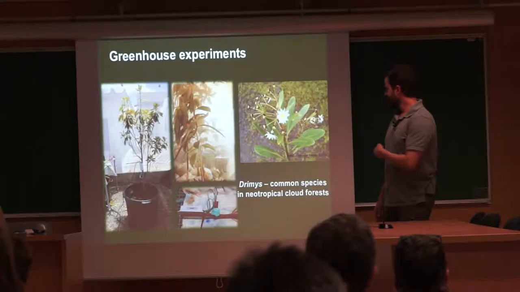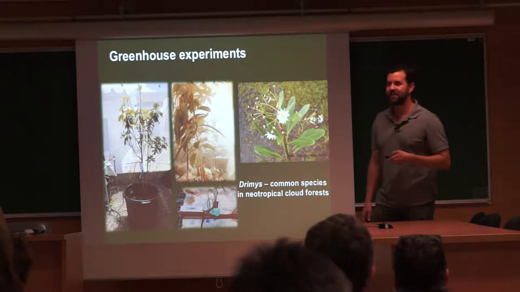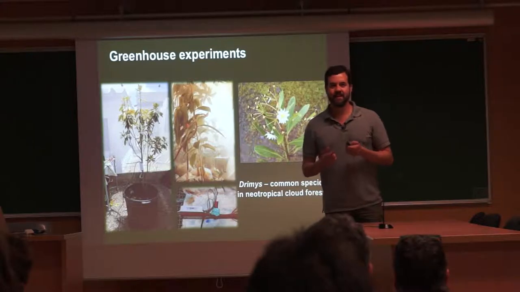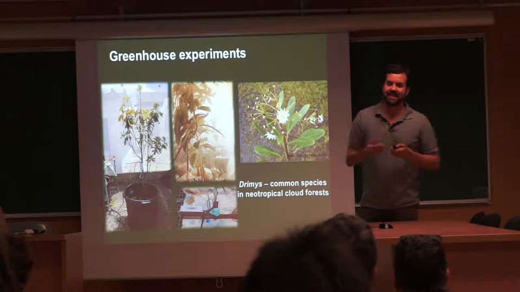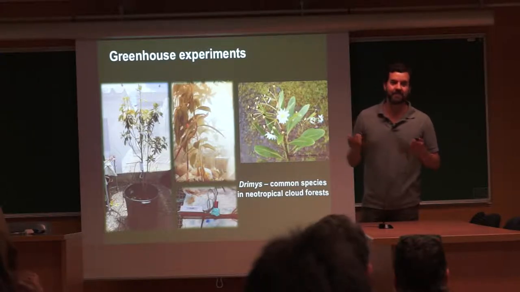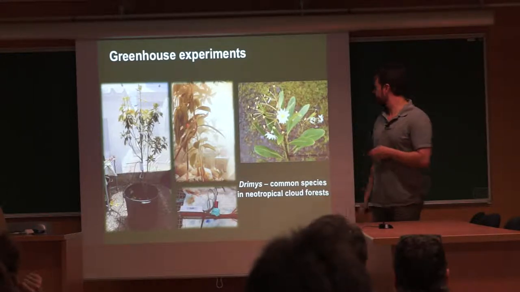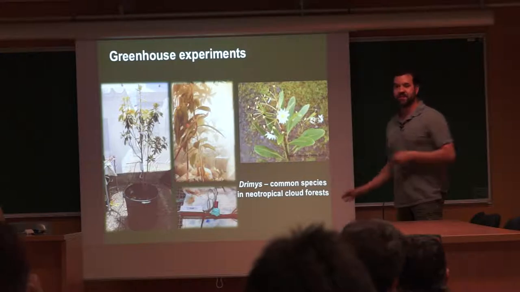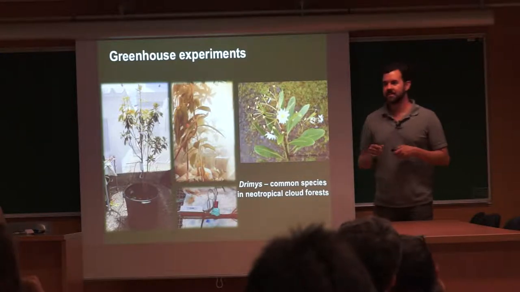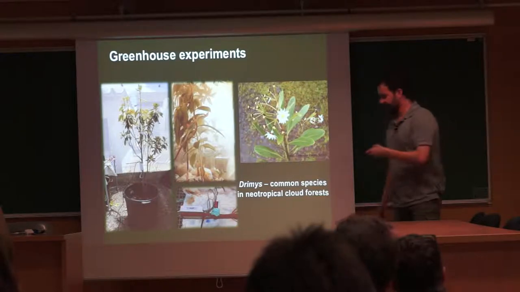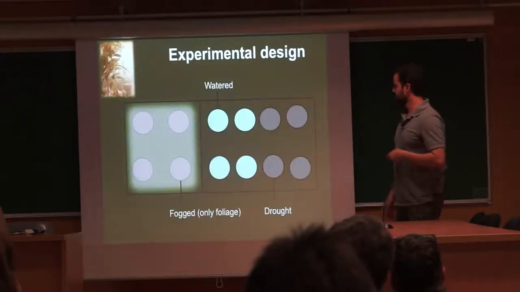This is an iconic species in the cloud forest. I don't know if you have heard about it. It's Winteraceae, a basal angiosperm. It's an angiosperm, but it has the hydraulic system of a pine, of a gymnosperm. So it has tracheids. This is the dominant species in our site. It's a very, very interesting species, and it only occurs in cloud forests. As you move below 1,800 meters, it basically disappears. So it's really associated with these cloud-dominated ecosystems.